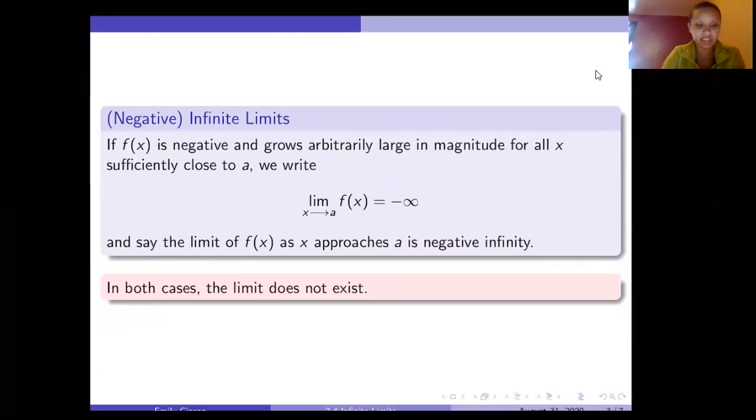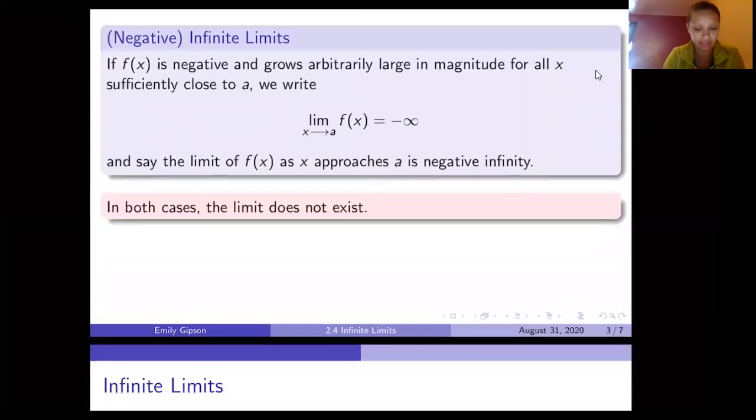But we can also have negative infinite limits. So if f of x is negative, that is the function value is negative, and grows arbitrarily large in magnitude for all x sufficiently close to a, we write the following, and we say that the limit of f of x as x approaches a is negative infinity. In both cases, the limit does not exist. So infinity is a concept, not a number, which means it doesn't exist, right? We can't say, oh, this limit equals 8 or this limit equals 12. We say, well, the limit approaches infinity, so it does not exist.